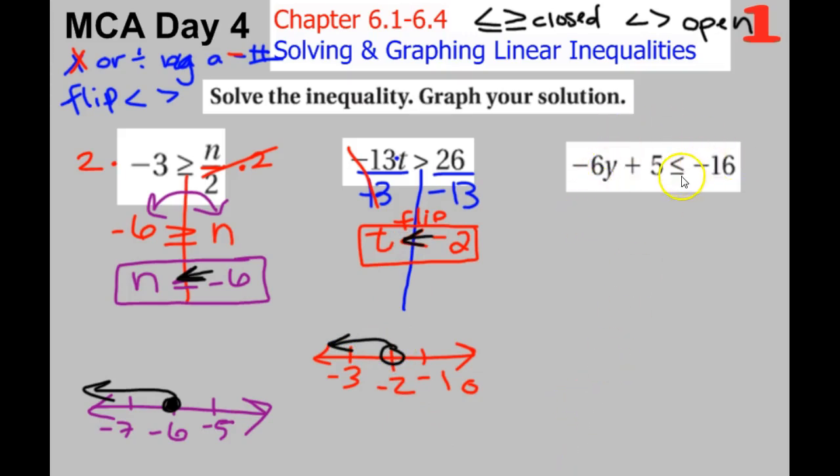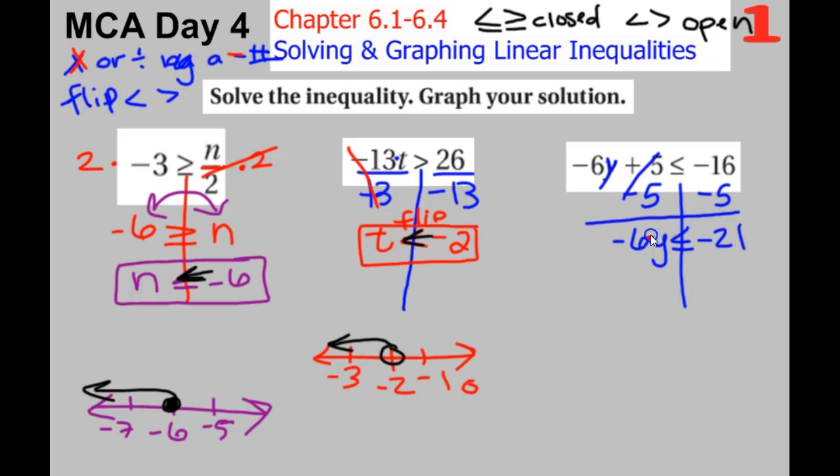Alright, now we have a multi-step or a two-step inequality. We want to get the letter y all by itself. Remember, get rid of adding and subtracting first. We're doing the order of operations backwards. So I'm going to subtract 5 on both sides. So I have negative 6y is less than or equal to. Add these up, same sign, add and keep. That gives us a negative 21.